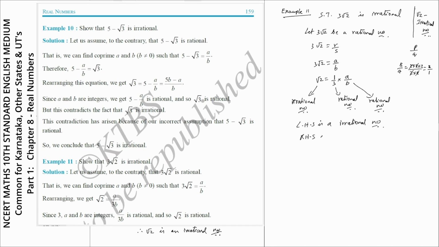But right hand side is a rational number. So this is not possible. Both should be rational numbers or both should be irrational numbers. Therefore this is not possible. Because why? Because our assumption itself is wrong.